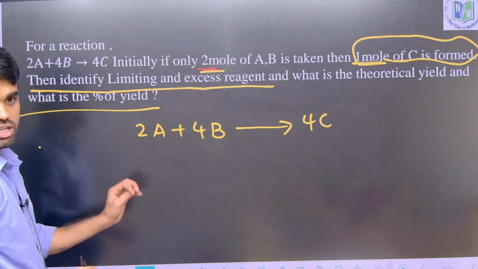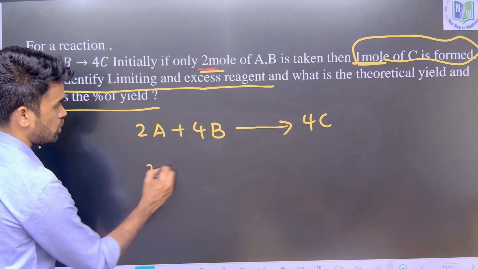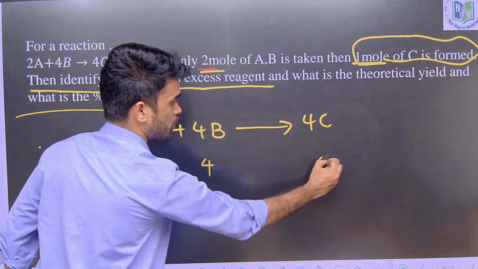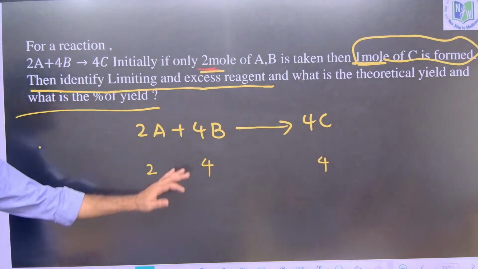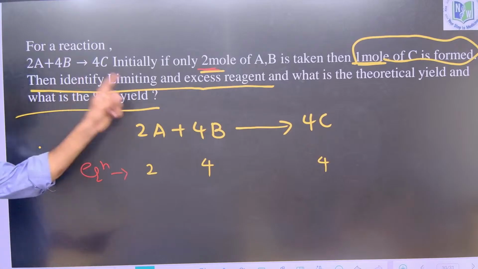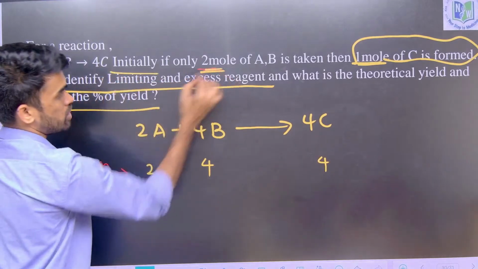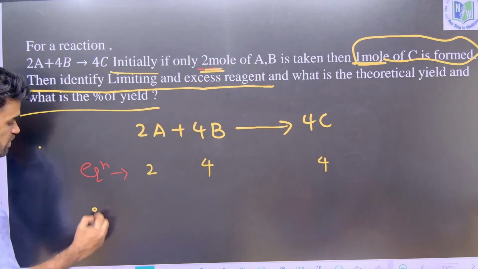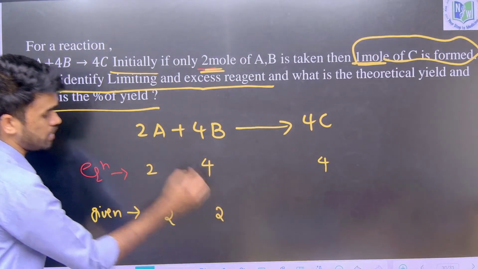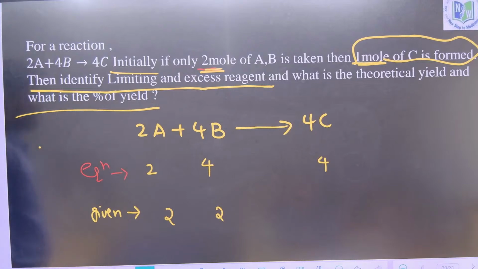As per the equation, if you observe, for every 2 moles of A how many moles of B are required? 4 moles. Then how much amount of product is forming? 4 moles. This is as per the equation, right? Next, from the given data, initially how many moles have they taken? 2 moles of A, 2 moles of B. Then tell me which is limiting and which is excess?